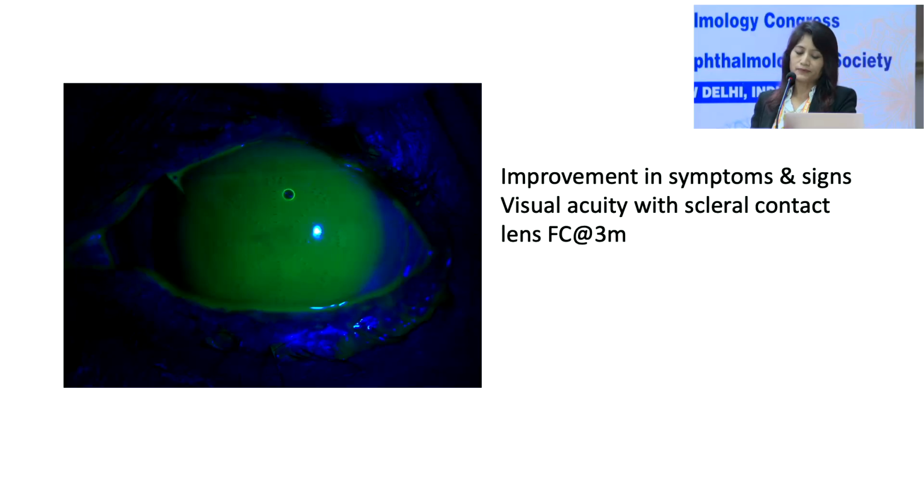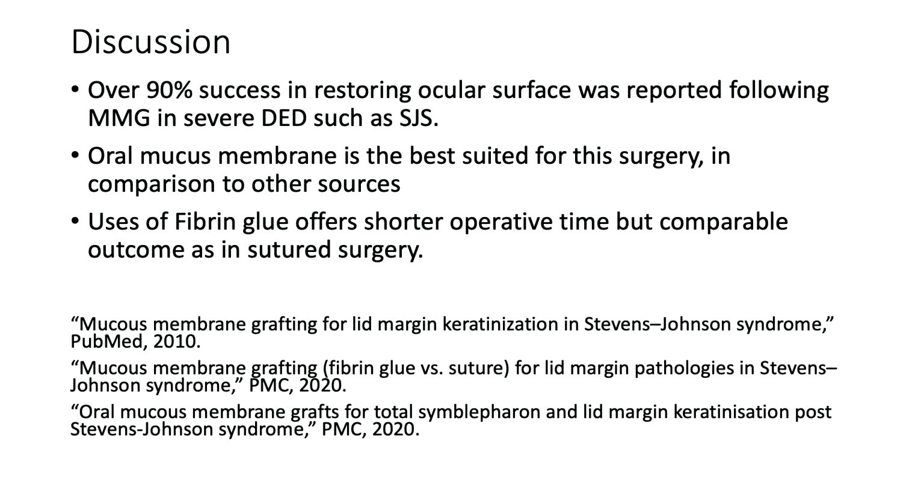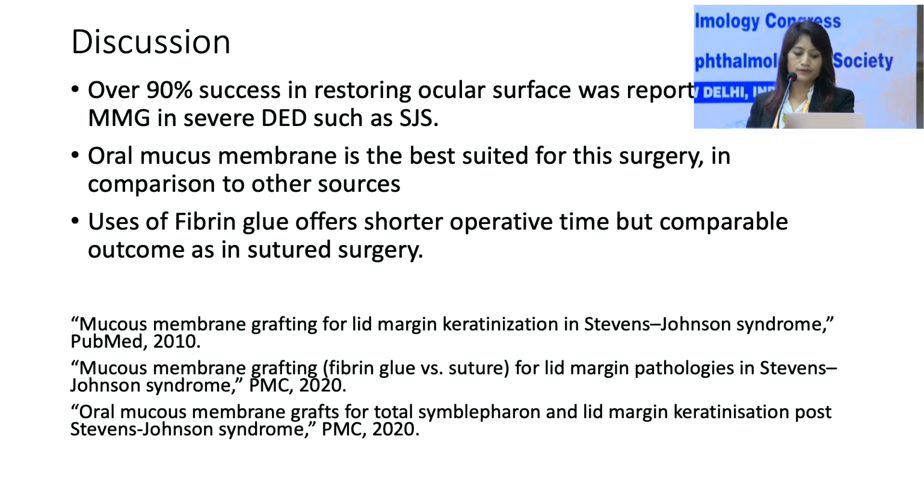After that, we realized that the patient had gained improvement in the symptoms, and she was symptomatically better. Her vision also improved after putting on the scleral contact lens. To discuss, a 90% success rate in restoring the ocular surface has been reported following mucous membrane grafting. Oral mucous membrane, as I said, is best suited for the surgery because of the easy access compared to other sources. We can use fibrin glue for a shorter operative time, with comparable outcome to sutured surgery.